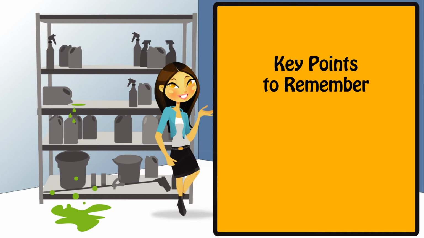These are some key points you'll want to remember to make sure you stay safe when working with chemicals in the restaurant. Employees should familiarize themselves with material safety data sheets and safety data sheets. If you're unsure where these are stored, ask your supervisor.